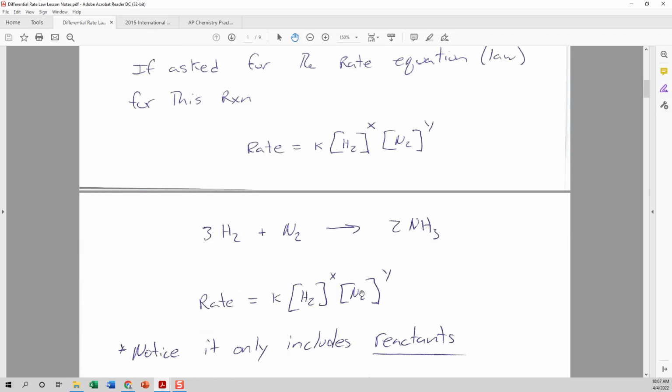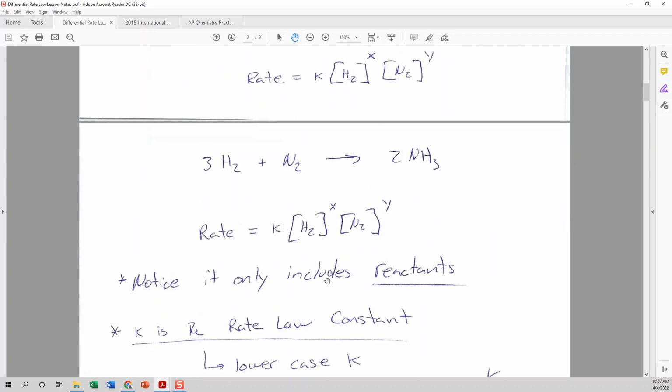All right, so a couple things to notice. We only include reactants, so we're never going to have products in there. There are other things that we might include, but we'll come to that later when we talk about reaction mechanisms. Right now, the only thing I would have to include, unless I was given more information, would be the reactants. So you only include the reactants.